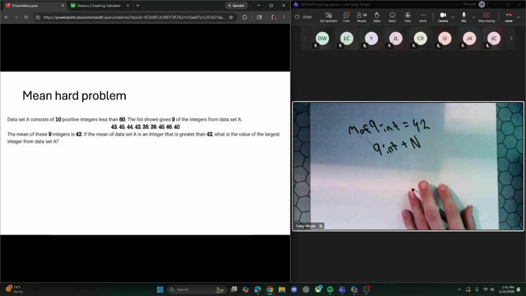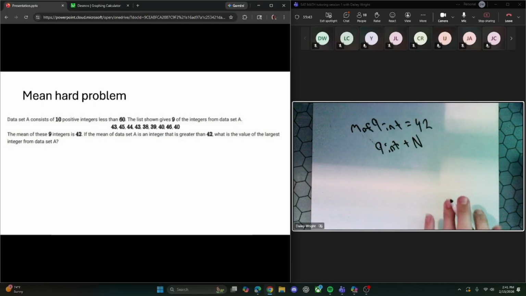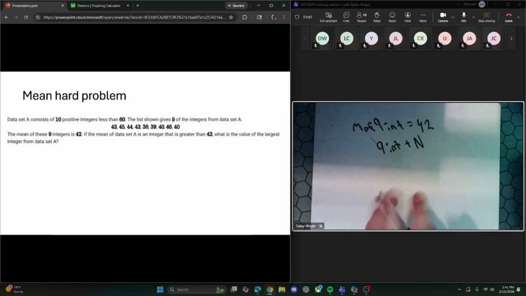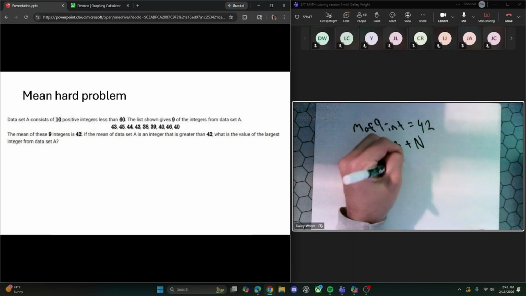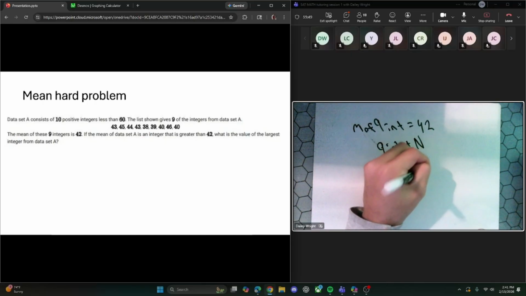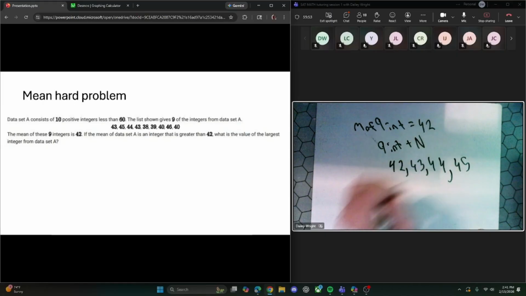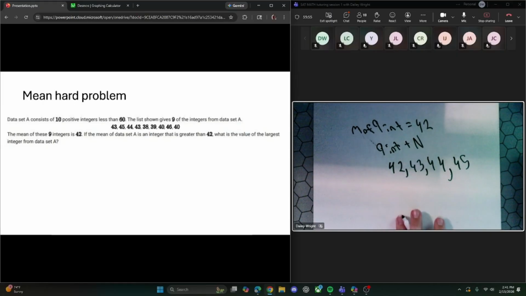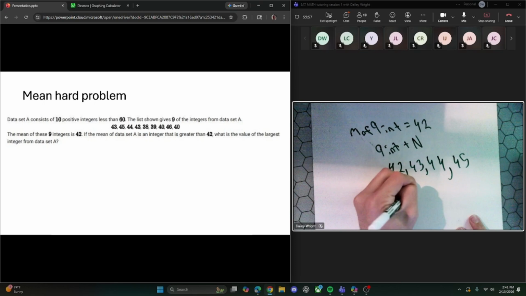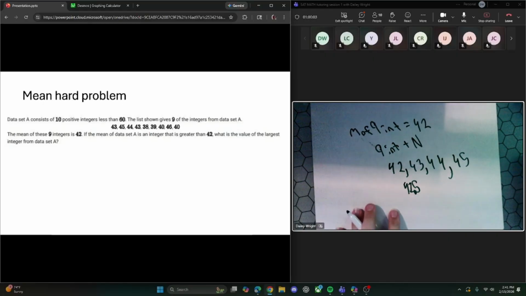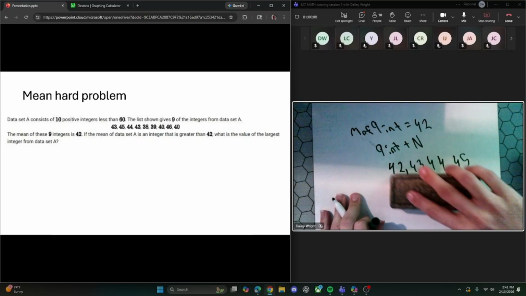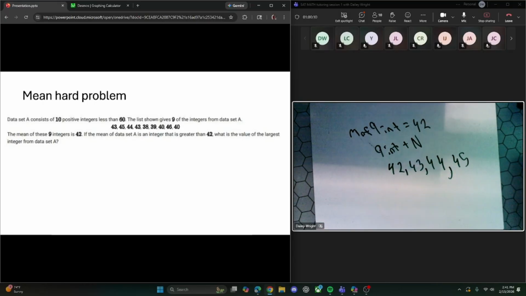So we need to know what an integer is to know how to solve this problem. An integer is a whole number, like 42, 43, 44, 45. So it's not going to be 42.5. Sorry, that looks a little messy. It's not going to be a fraction or a decimal. It's got to be a whole number. An integer is a whole number.